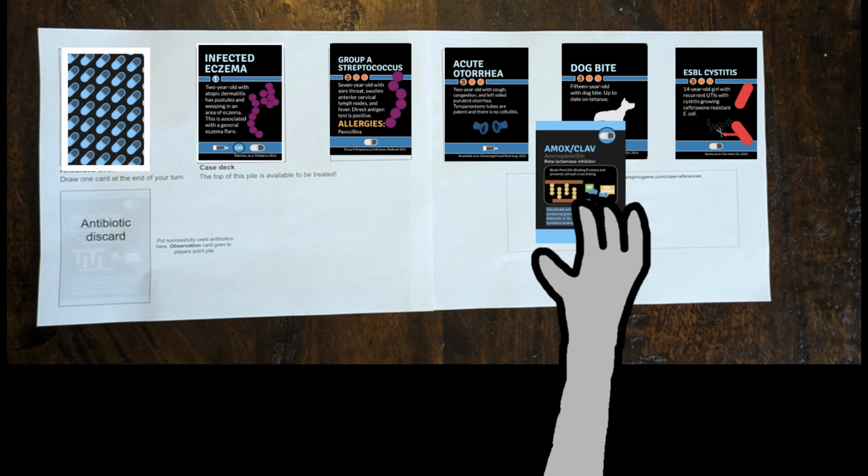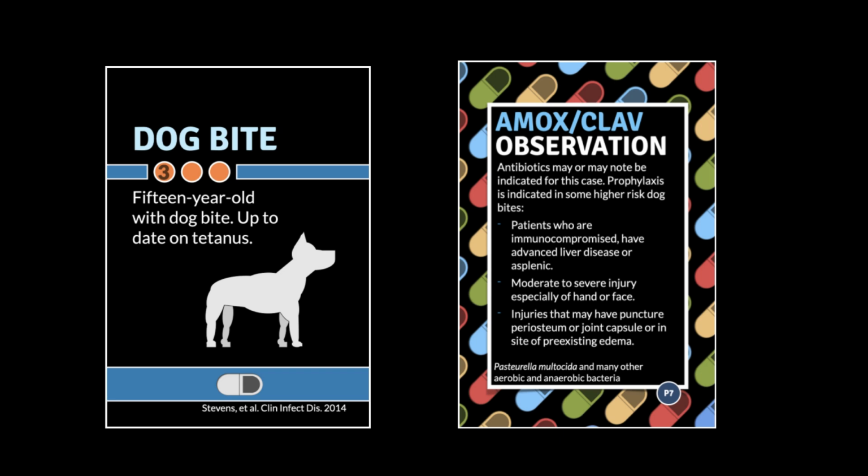So a player will have 5 cards in their hand. They will select one antibiotic card from their hand and match it with one infection case on the table. In this case, our first player has matched amoxicillin with clavulanic acid to the dog bite. Once they have made that match, declared their guess, we'll flip over the case card and see what the correct answer is. So dog bite, depending on the situation, might be treated with amoxiclav or observed without antibiotics.